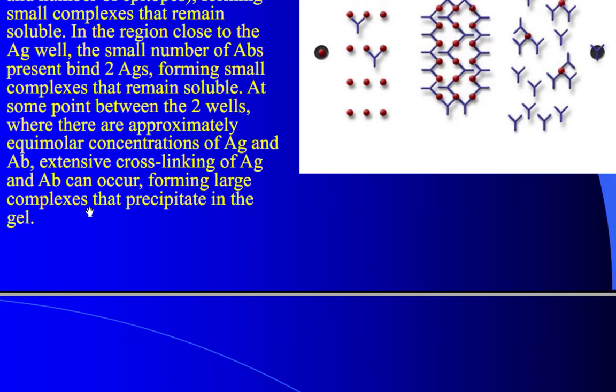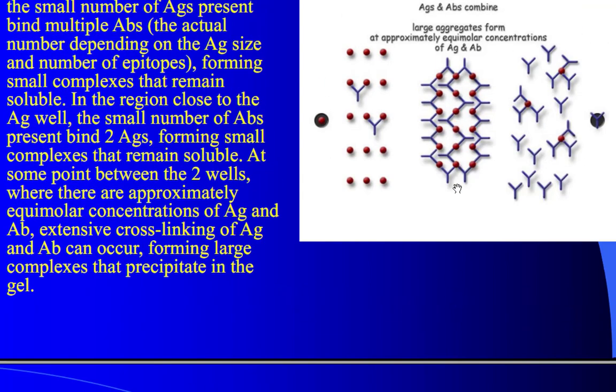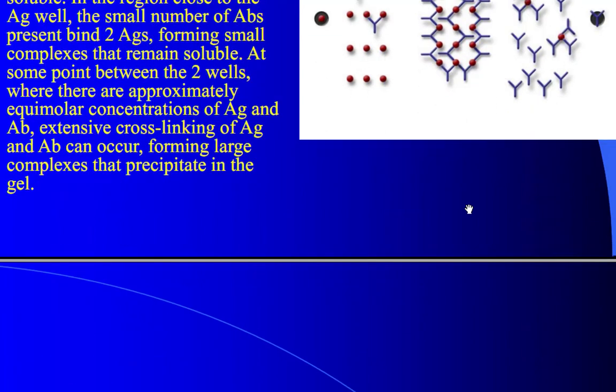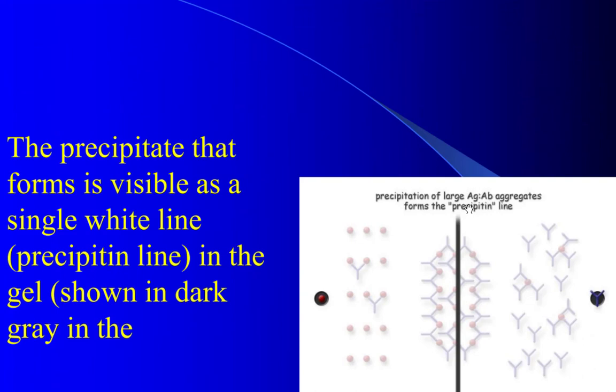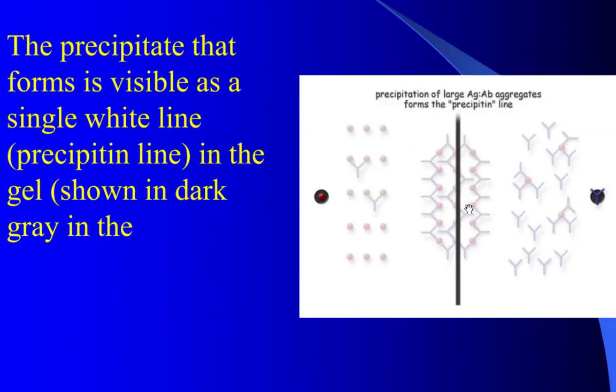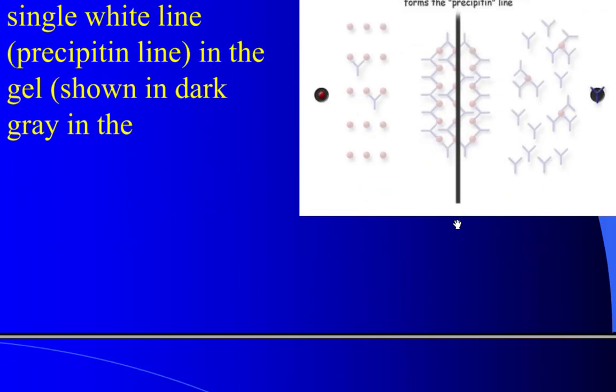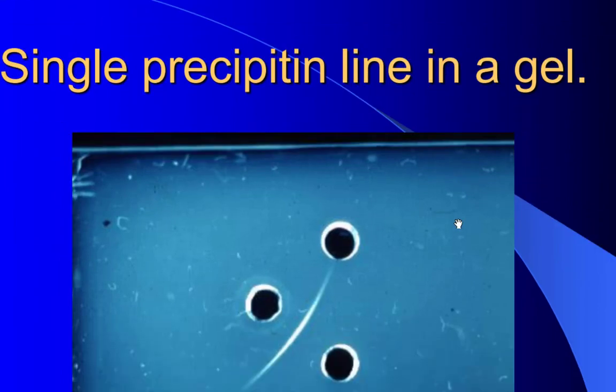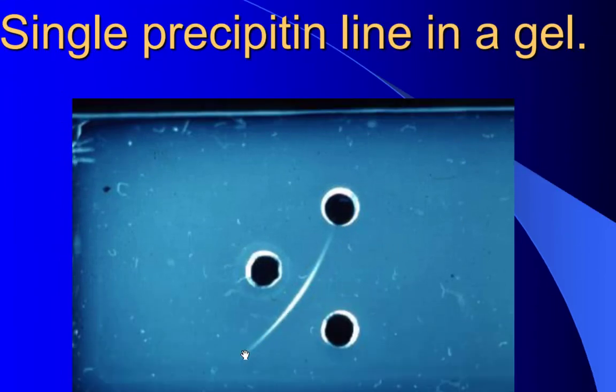Extensive cross-linking of antigen and antibody can occur, forming large complexes that precipitate in the gel. The precipitate that forms is visible as a single white line, shown in dark gray here, a single precipitating line in the gel.